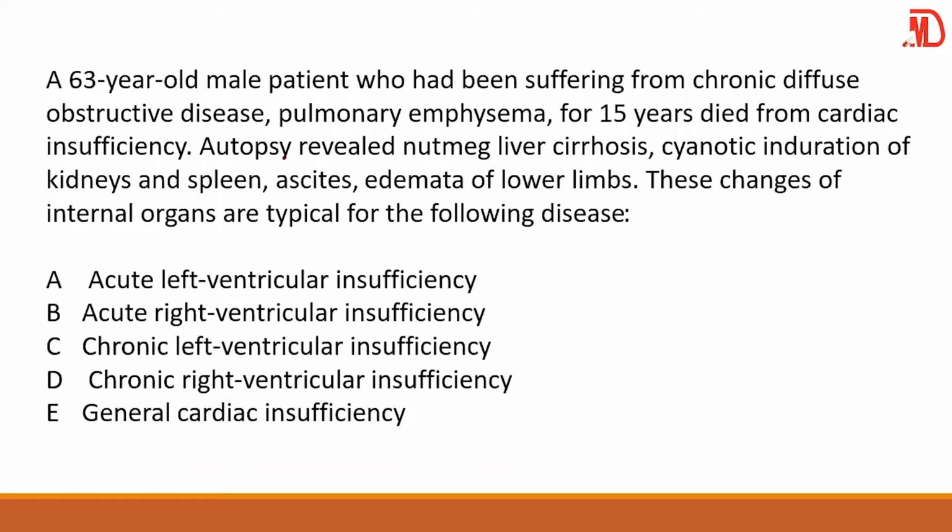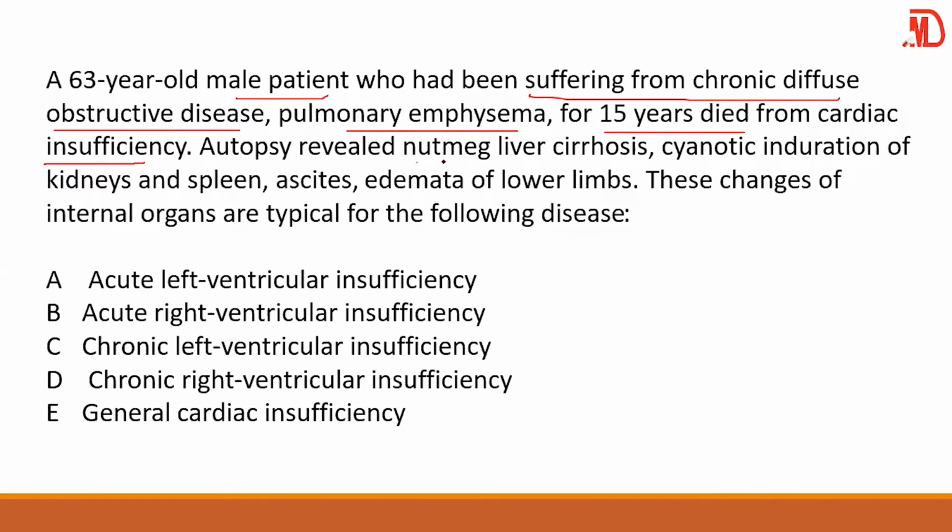We're having a 63-year-old man who had been suffering from chronic diffuse obstructive disease. When we say obstructive, that means there was a blockage of what? Inflow and outflow of what? Of air. Now there's pulmonary what? Emphysema. For 15 years, died of cardiac insufficiency. Again, they told that the person died of what? Cardiac insufficiency. And there was what? Chronic diffuse what? Obstructive disease.